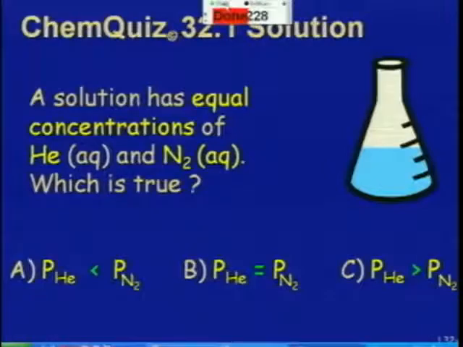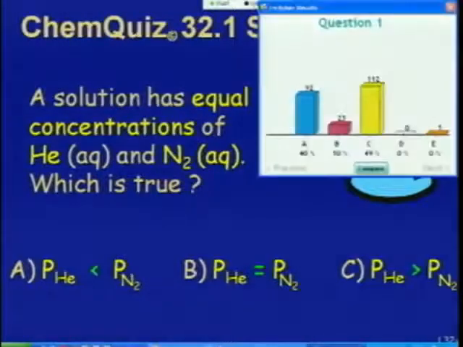Plenty of seats here. Okay. Let's see how we are doing.